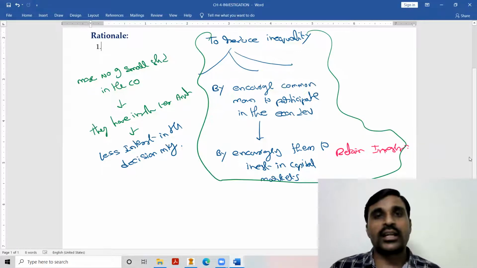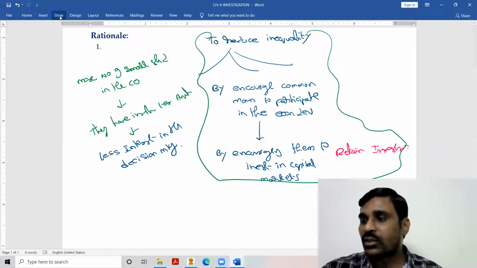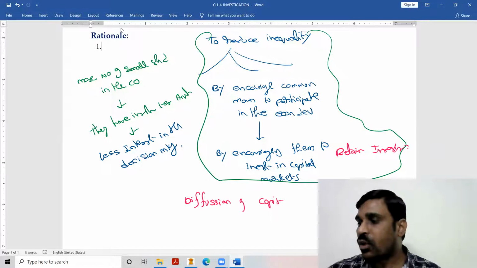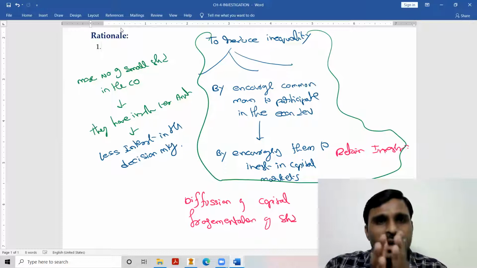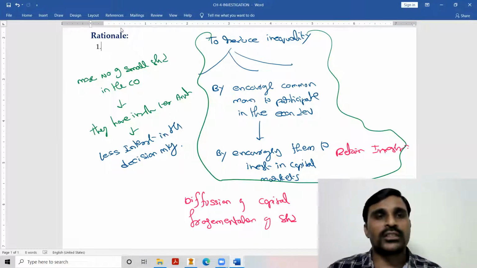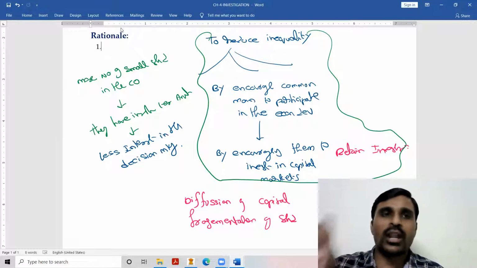The negative effect is that the shareholding is diluted. In simple words, it is called diffusion of capital, or you can also call it fragmentation of shareholders. The capital of the company is diffused or distributed among a large number of small shareholders. Each shareholder is holding only a small amount. Each shareholder has invested only a very small amount in the company.